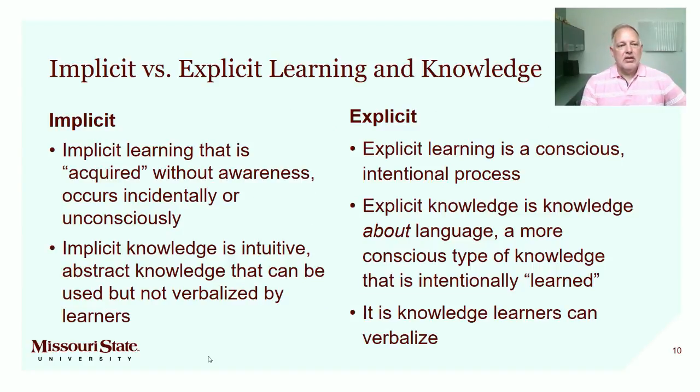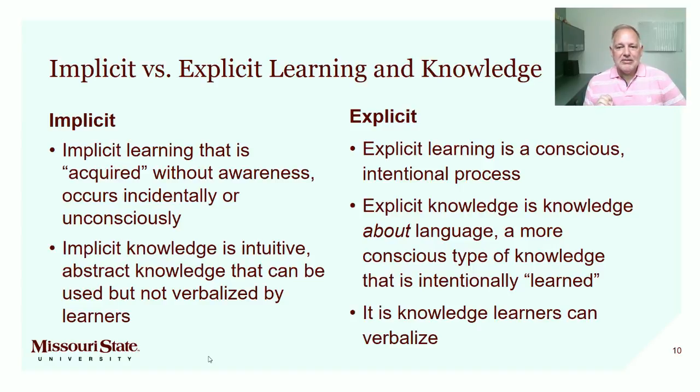So again, I can't tell you how important this distinction is in the second language acquisition research, particularly as it pertains to instruction and grammar instruction, right? This distinction between implicit and explicit learning and knowledge. Okay, so remember, implicit learning is learning that happens without awareness. It happens incidentally, unconsciously, right? Implicit knowledge is stored in the brain. It's intuitive, it's abstract, it can be called upon to communicate spontaneously, but it's generally not verbalizable, right? Learners can't explain what they know implicitly.